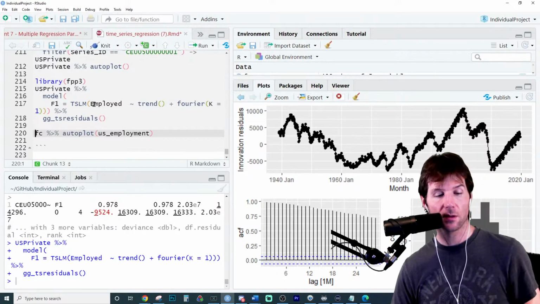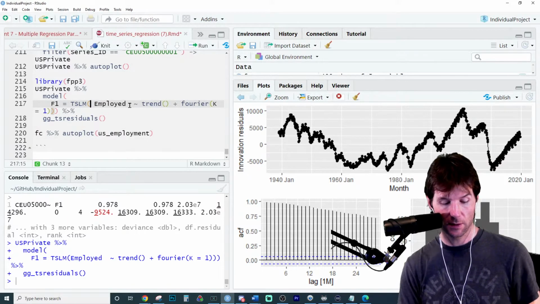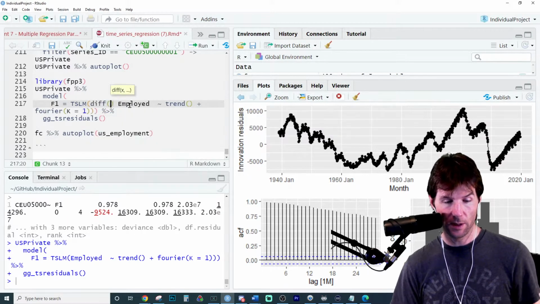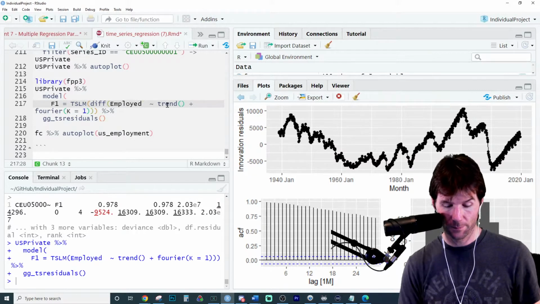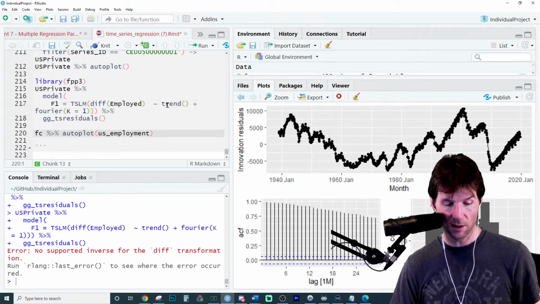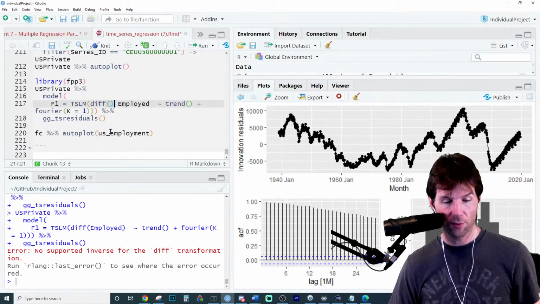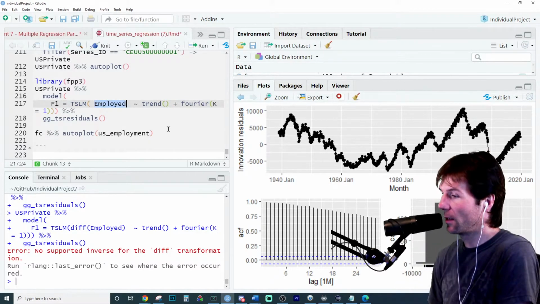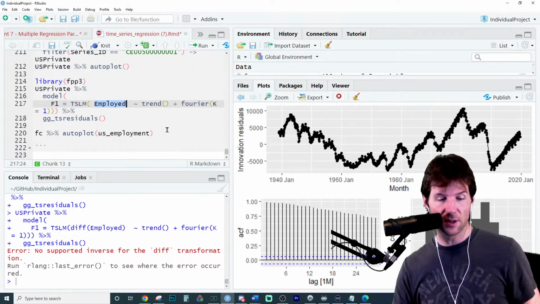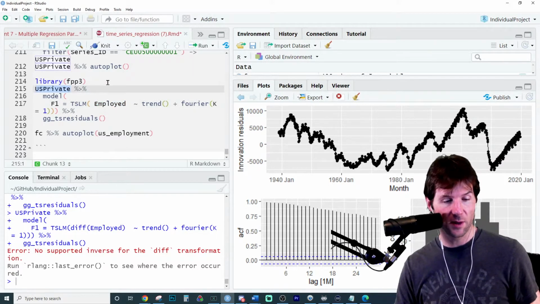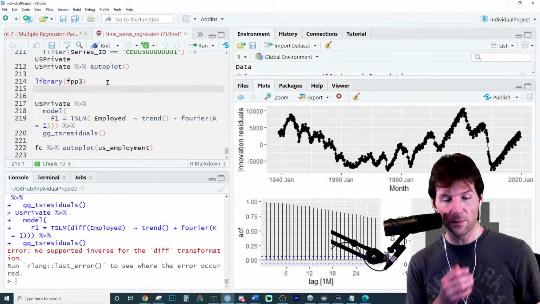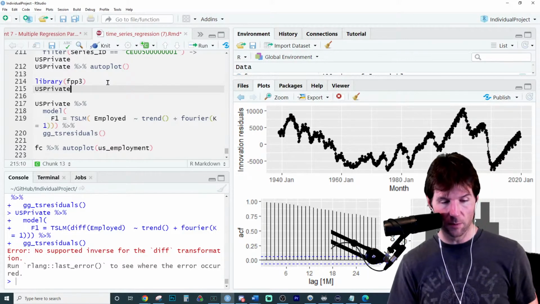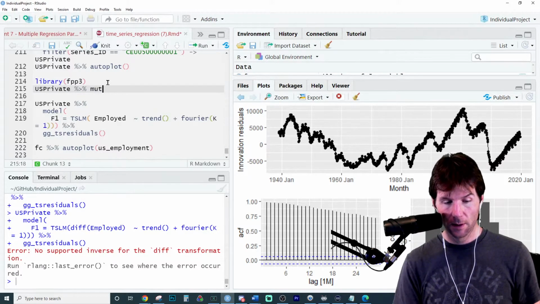Let me try this. Let me see if it'll let me just throw in this. Will it let me? No, it doesn't like that. We probably need to do that before. We need to difference it or something. Yeah, we need to do some differencing. I could difference it outside of it. Let me go to US private. It gets mad when you... So I probably need to mutate it. We'll try one last thing right here.